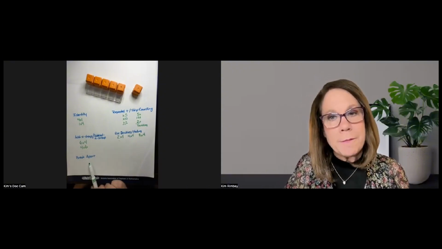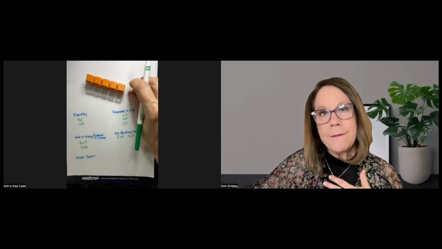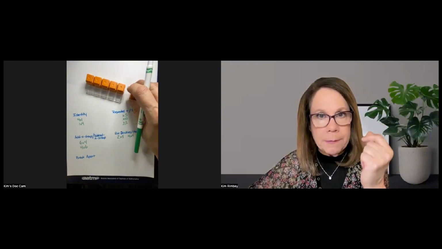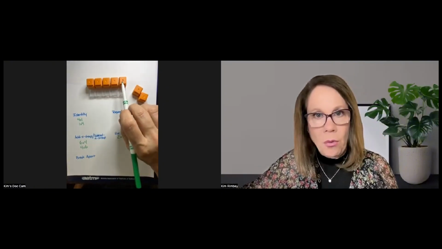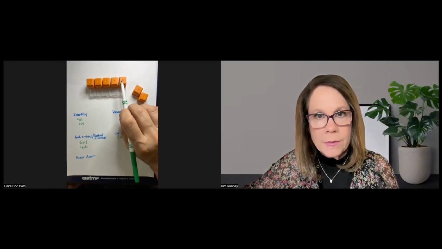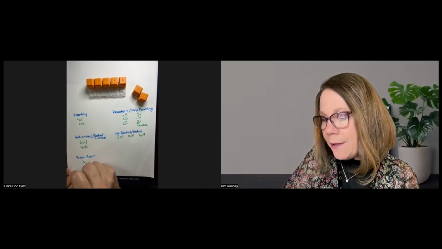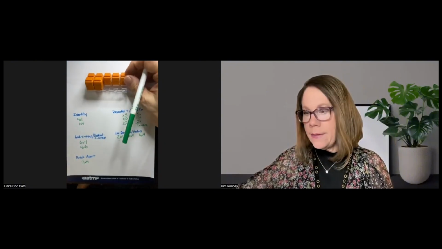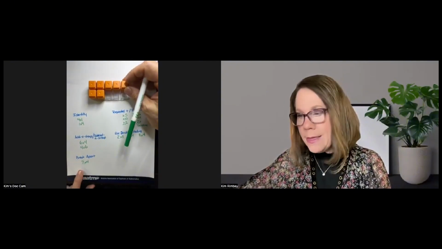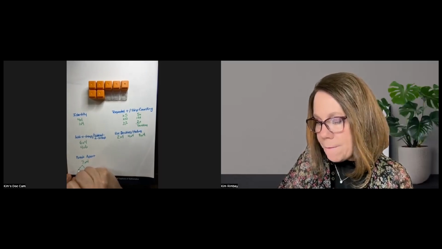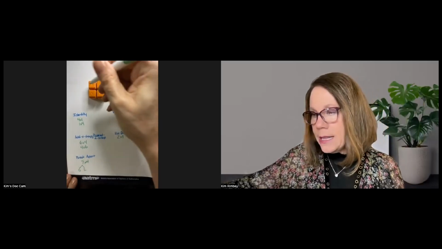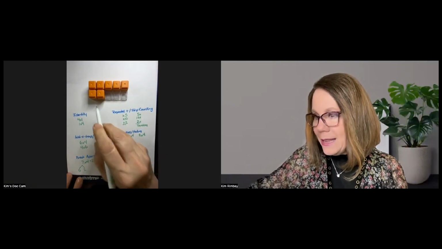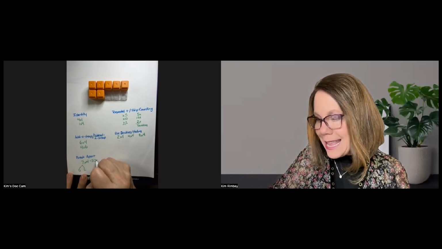And then finally, this idea of break apart. This is probably my favorite way to think about multiplication facts, especially the facts that aren't at the tip of my tongue. Like I know 5 times 4, right? I know 5 times 4 is 20. So what if I have 7 times 4? Here I have 7 times 4, right? 7 stacks of 4. I can break that 7 apart into 5 and 2. So I can see that 5 times 4 is 20, and 2 times 4 is 8.